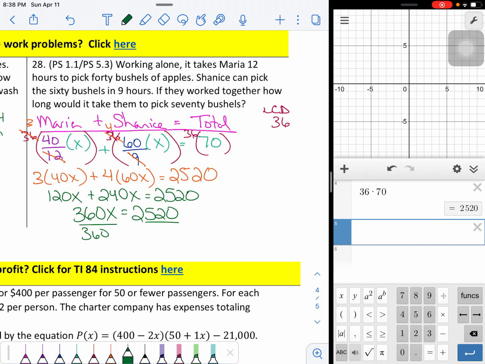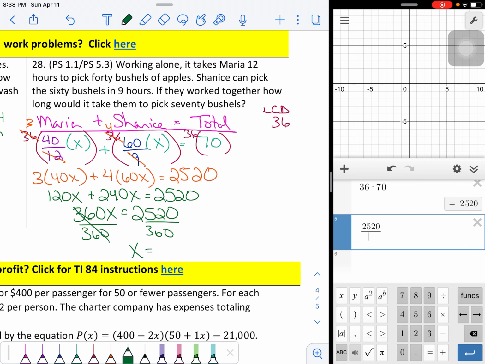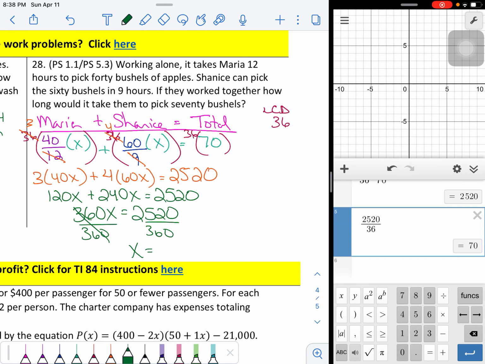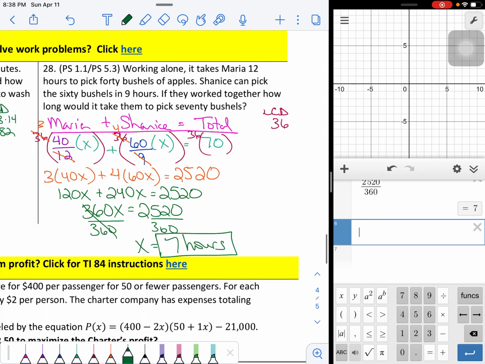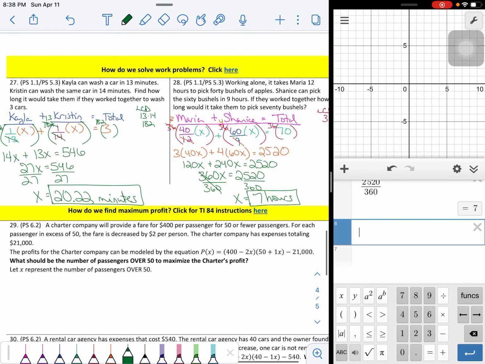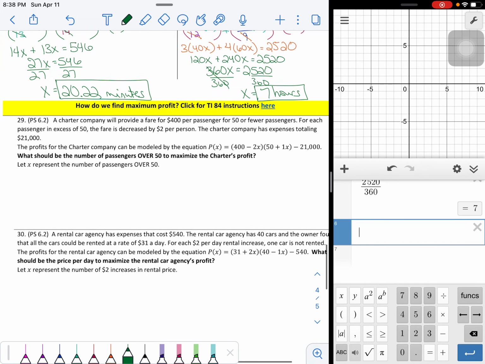2520. We're going to divide both sides by 360. So x is equal to 2520 divided by 360. That's an even 7. So this is 7 hours. All right. So if the two people work together, it would take them exactly 7 hours to pick 70 bushels of apples. All right. So those are the work problems that we've been doing.